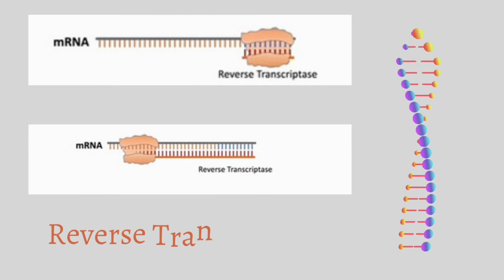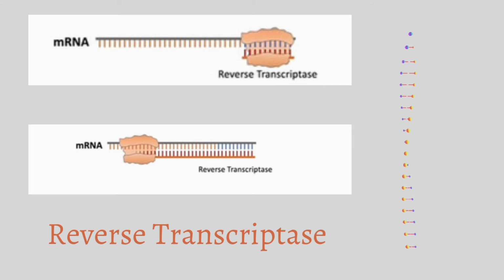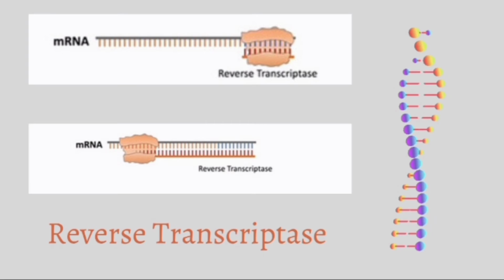Primers will hybridize to the 3' poly A tail of the mRNA, then a reverse transcriptase is added. And this enzyme binds to the primed region and initiates the synthesis of the complementary DNA strand. So, one half now contains mRNA and the other half is cDNA.